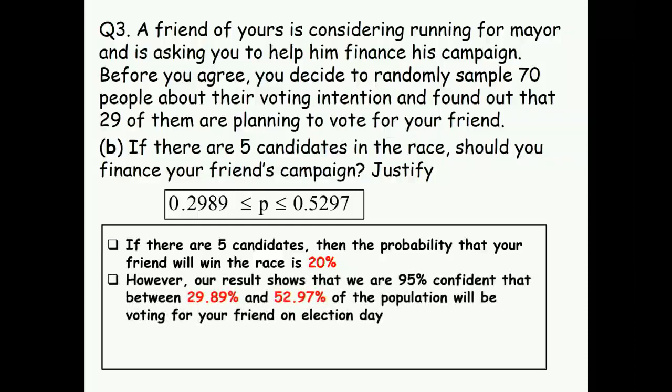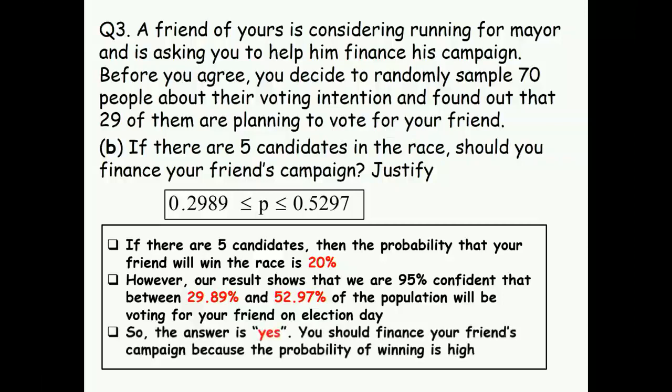However, our result shows that we are 95% confident that between this of the population of those who are eligible will be voting for your friend on election day. So the answer is yes, you should finance your friend's campaign because the probability of winning is high based on your research that you did. You take a sample, you did your own confidence interval, and the confidence interval is above the 20%.